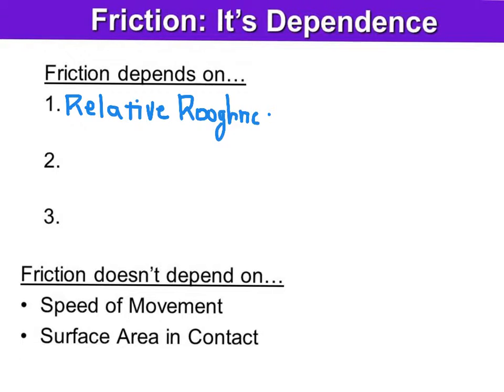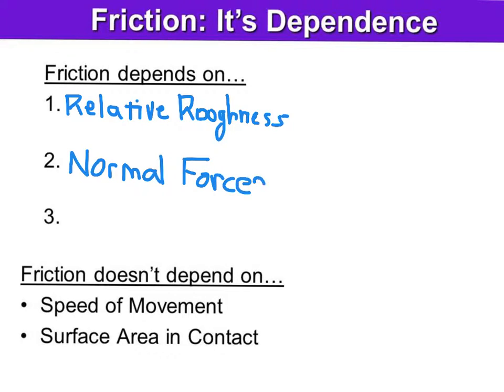The second part is how hard the surfaces are being pushed together. The harder you push the two surfaces together, the harder you jam those two ridges together, the more difficult it is to move. And so in this case, we'll call that the normal force, a good catch-all. How hard are the two surfaces being pushed together?